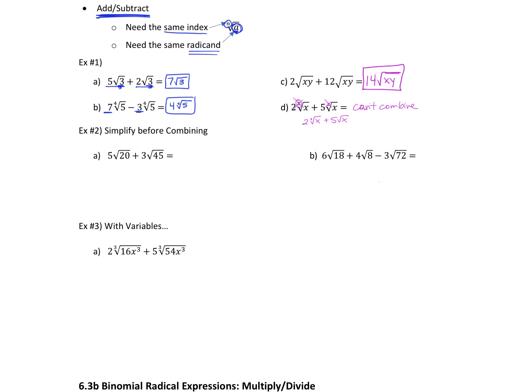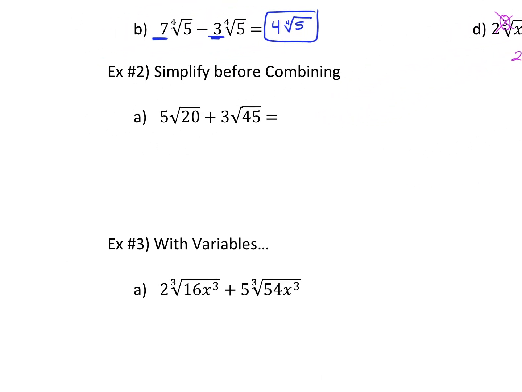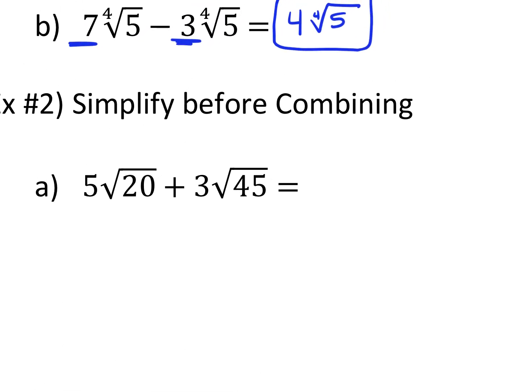Example 2. Okay, so 3 problems here that are very similar to what we did yesterday, but now throwing some addition and subtraction in with it. So it should feel familiar how you're doing this. Look at this example 2. I cannot combine my 5 and my 3 right now. Why? They don't have the same radicand. This number is different, but that number is not in its simplest form. How can you break down the square root of 20?